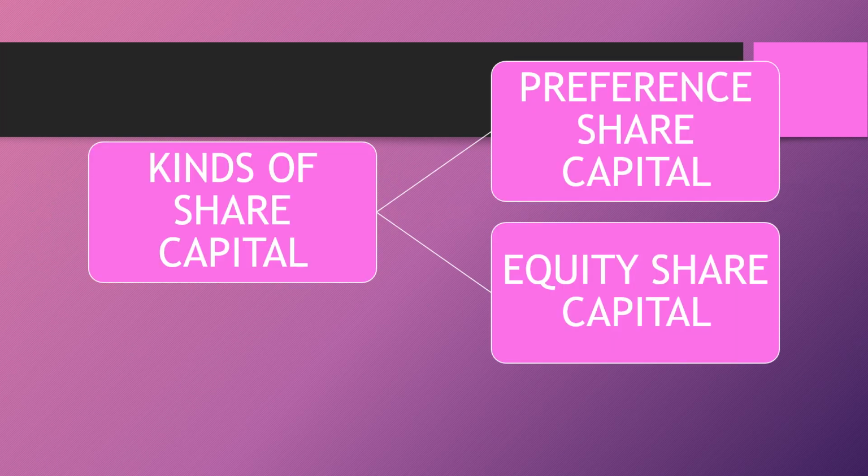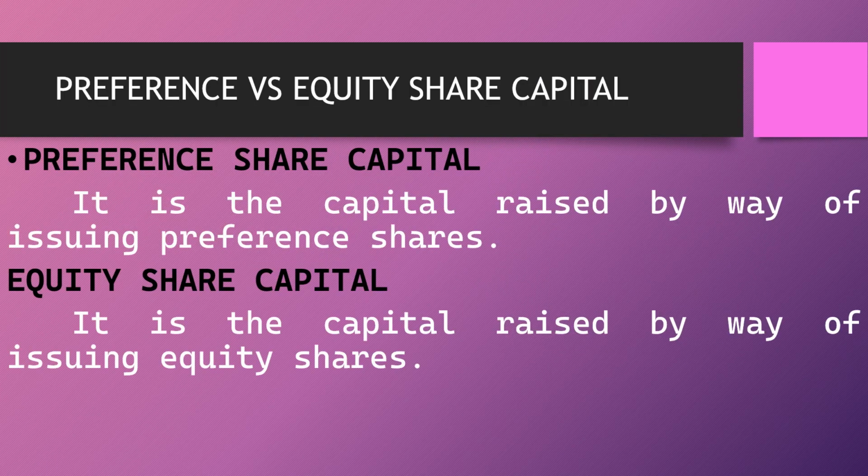There are two different kinds of share capital. One is preference share capital and another one is equity share capital. Here we have the meaning of preference share capital and equity share capital. Preference share capital is the funds generated by a company through issuing preference shares. Preference shareholders have the first right to receive dividends, even before equity shareholders. They are also part owners of the company, but they do not get any voting right to select its management.